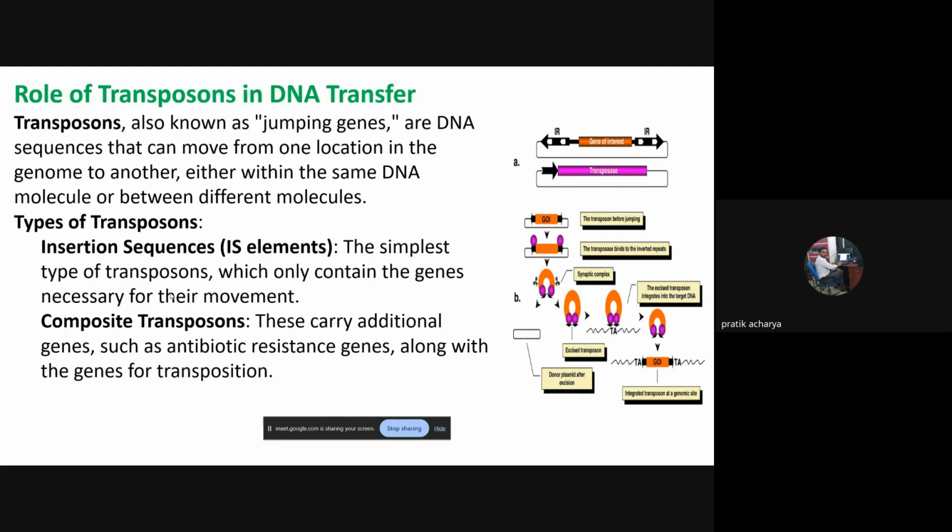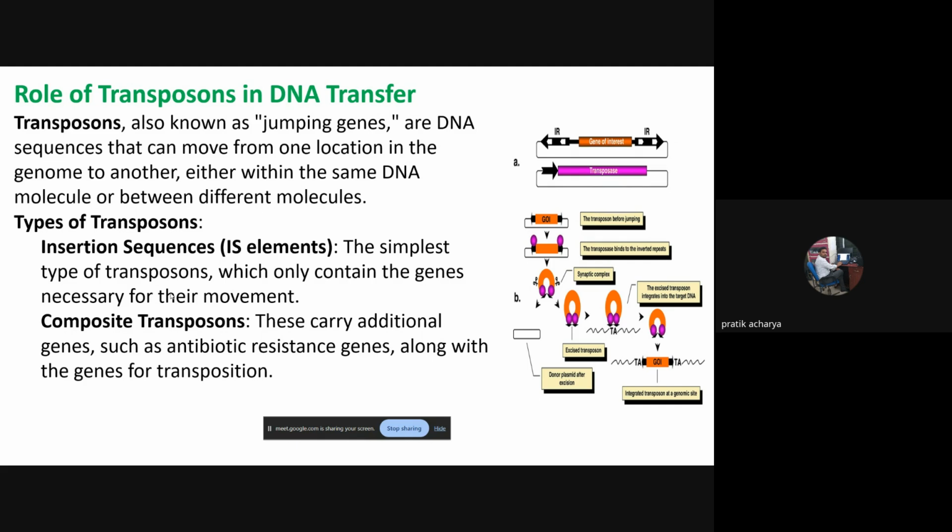They are the DNA sequence that can move from one location in the genome to another location, either within the same DNA molecule or between different DNA molecules. That is the peculiar characteristic. The types of transposon we will discuss are insertion sequence transposon and composite transposon.